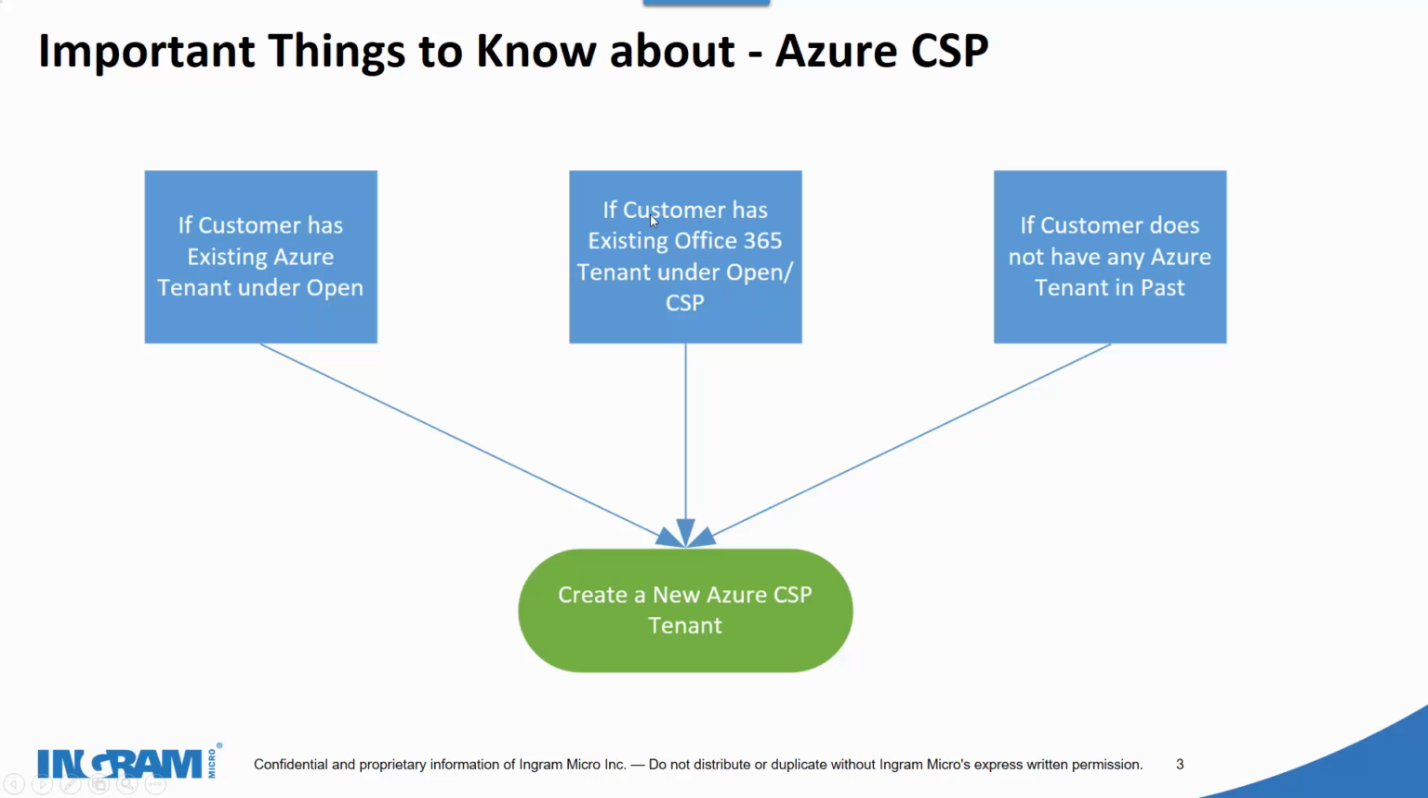If the customer has an existing Office 365 tenant under Open or any other product, and if he has an existing tenant, then you still have to go and create a new Azure CSP tenant. If they do not have any Azure services in the past, then also you will have to go and create a new tenant. So that's the only extra thing you need to know about a tenant when you're dealing with CSP.